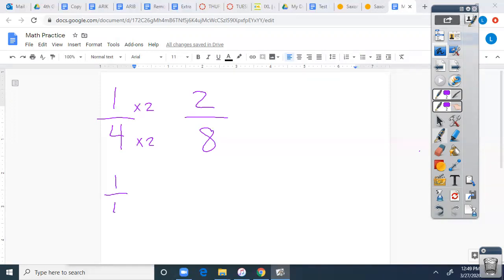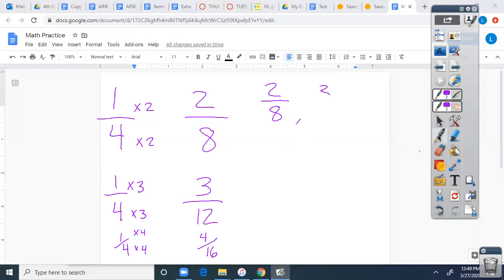Okay? So I'm going to multiply this by 2, like we did over there, 2/8. I'm going to multiply 1/4 by 3, and I'm going to get 3/12. I'm going to multiply, we'll just do it real small at the bottom, 1/4 times 4, and I'm going to get 4/16. So all of these fractions, we've got 2/8, 3/12, and 4/16. All of those equal 1/4.